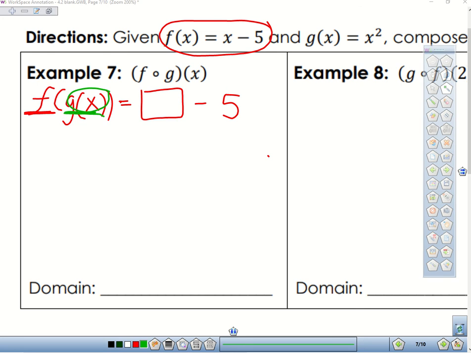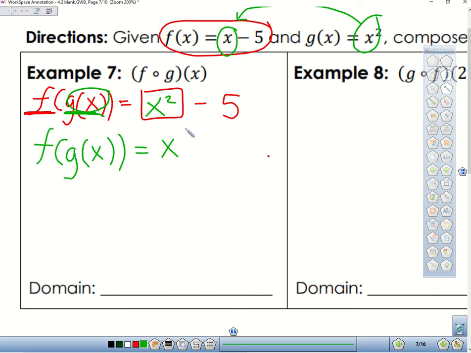We're going to be plugging g of x into f of x, and what is g of x equal to? x squared. So x squared is going to go in for x in this other function. Okay, so you're replacing the x in this function with this function, okay? So f of g of x is equal to x squared minus 5.